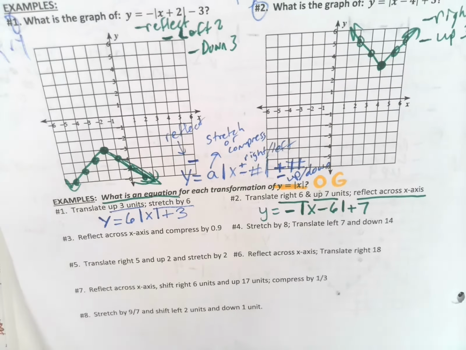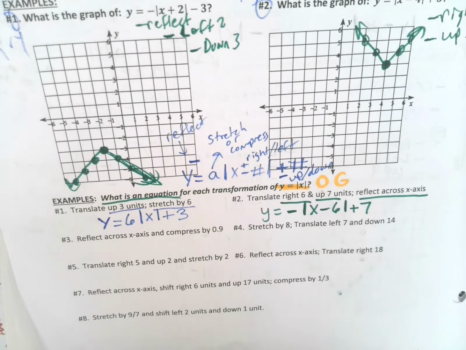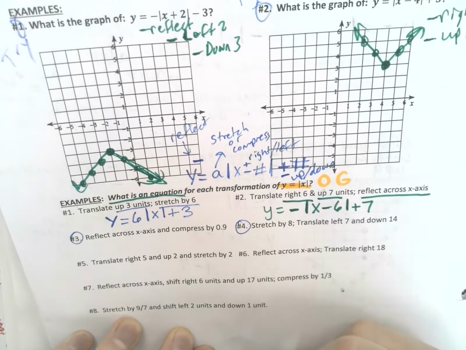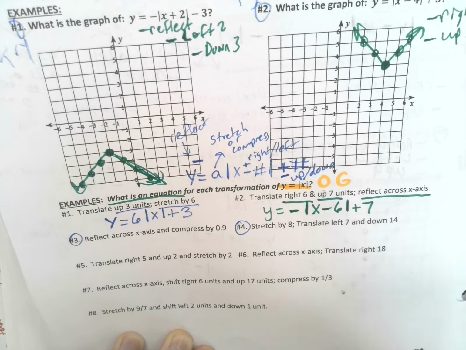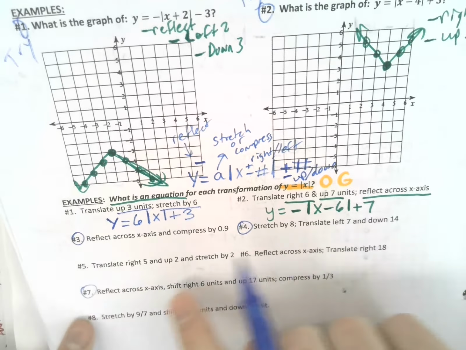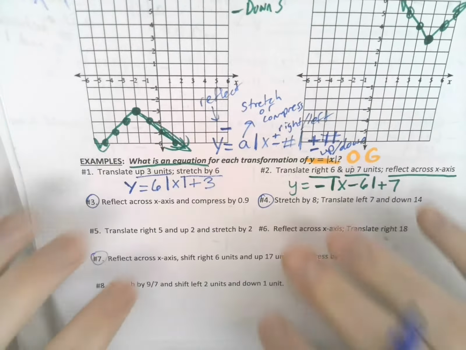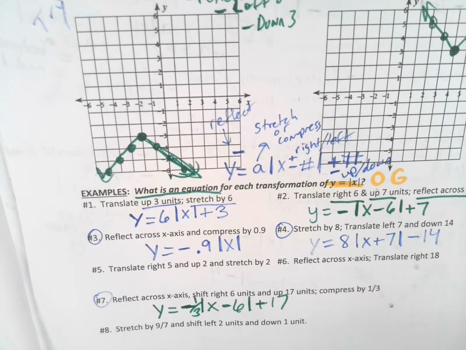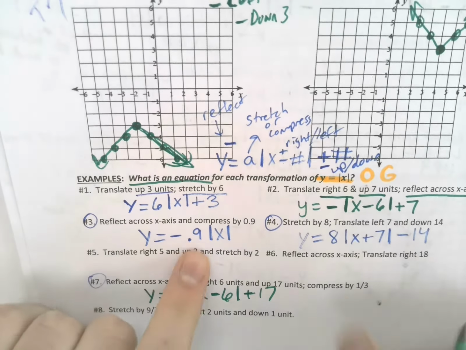So what I'm going to let you guys do, I'm going to let you guys try numbers 3, 4, and 7. Let's do 3, 4, and 7. We'll come back and check these in just one moment. We'll be wrapped up with some homework. All right, guys, let's see how you did.